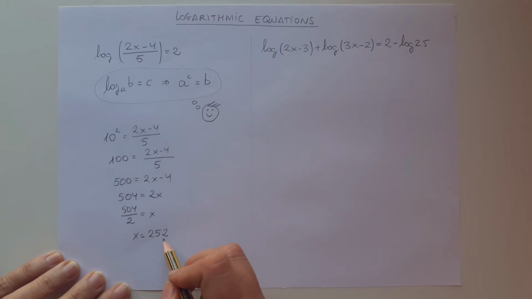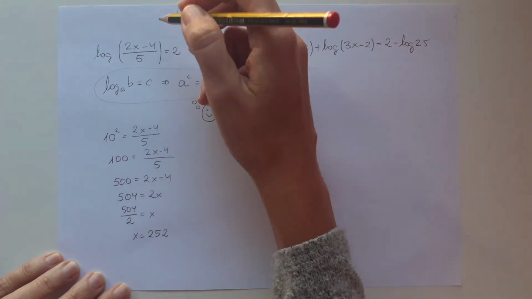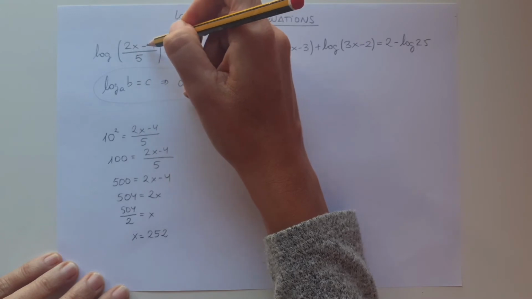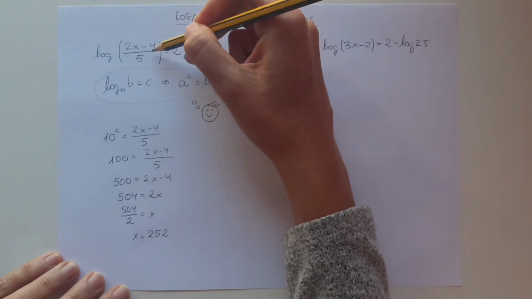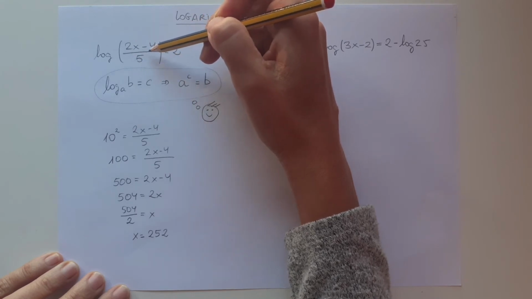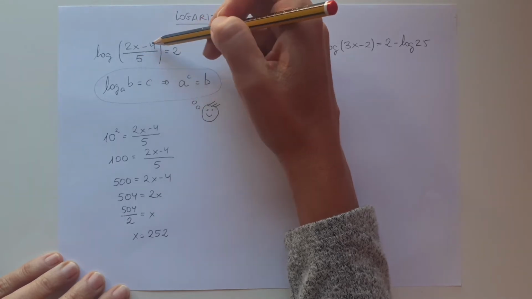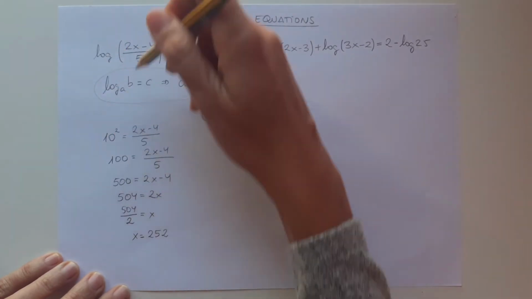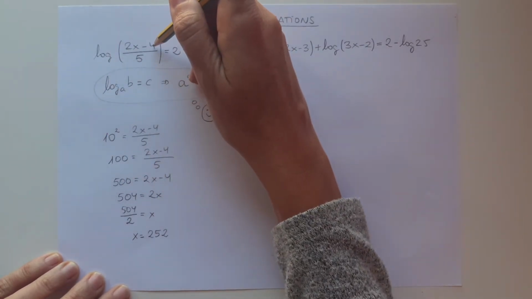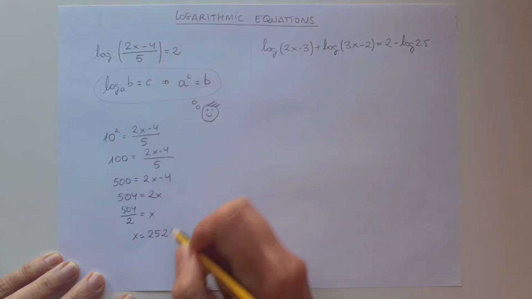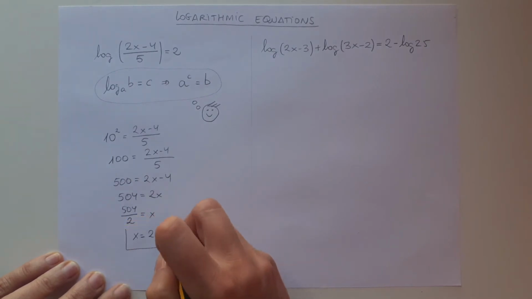But we need to check the solution, because if I use this solution in the first equation and I have a negative number as the argument of the logarithm, that is not possible, because, by the definition, logarithms of negative numbers don't exist. So let's place this number here. This would be 504 minus 4, that is 500, over 5, it is a positive number, that is 100, all right? So this solution is correct, and this is the answer.